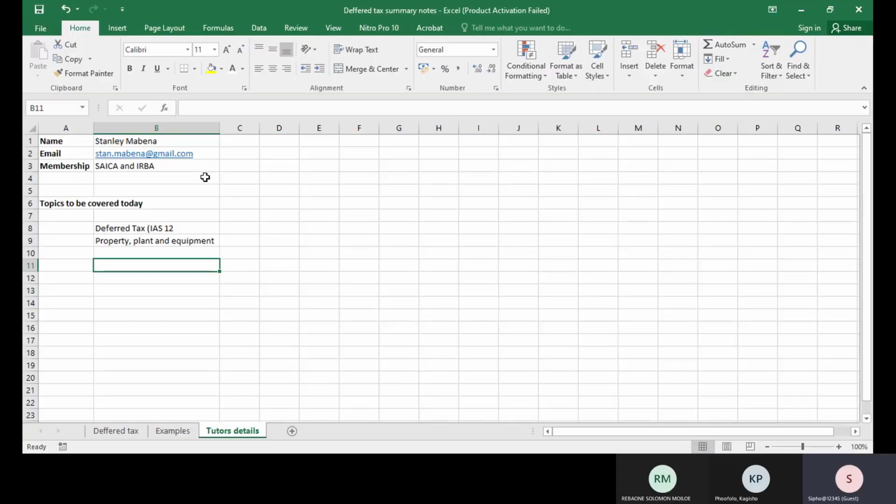Basically, my name is Stanley Mabena, and I've studied at Wits University, and then I've qualified as a chartered accountant, and I'm currently also a registered auditor. So today I'm going to be presenting two topics, being deferred tax, IAS 12, and also property, plant, and equipment, which is IAS 16. So these are the topics that we're going to be covering today.